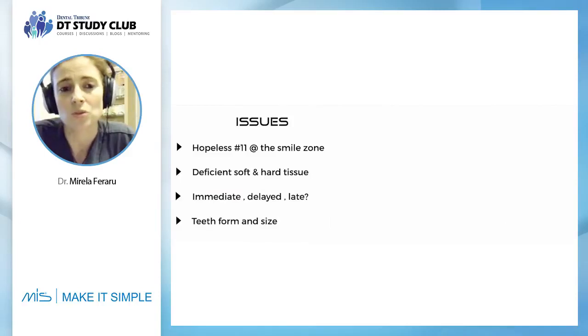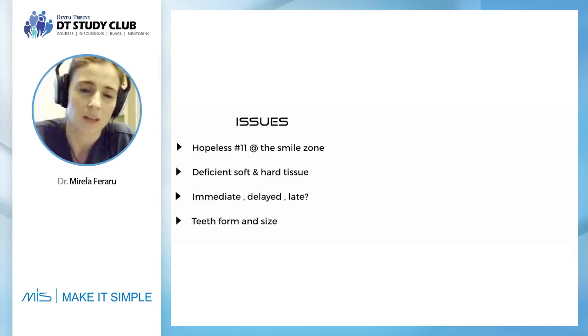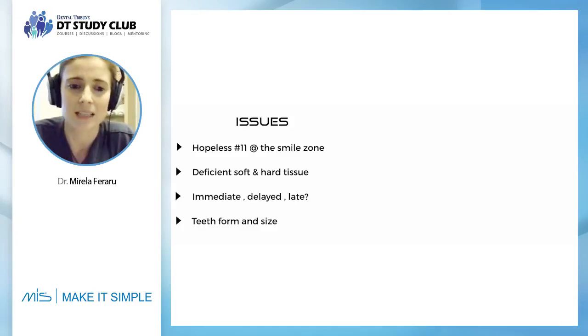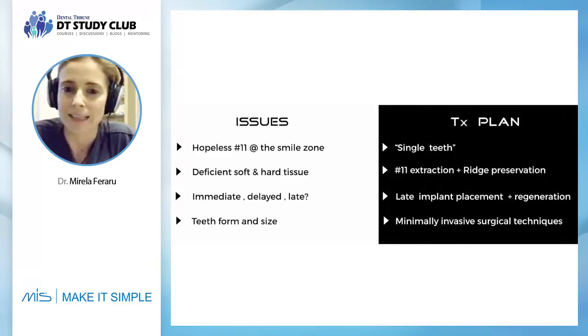We have a hopeless tooth in the smile zone, which we know is one of the most, let's say, challenging treatments that we can perform, given also the psychological factor of the aesthetic area. Then we have deficiencies present that are not only related to hard tissues, but also to the soft tissues. We'll have to decide for an immediate, delayed, or late approach, and as I mentioned, we prefer to go for delayed. And then there was an issue about the teeth form and size. It was a very interesting case that we did with the visagism technique, but of course we don't have time to go into details regarding that.